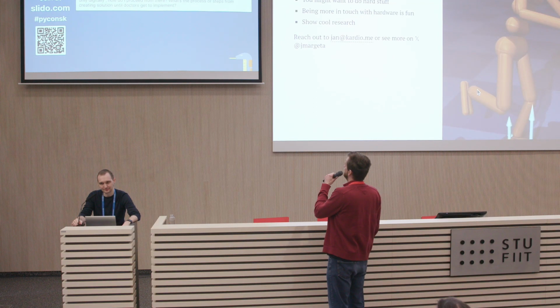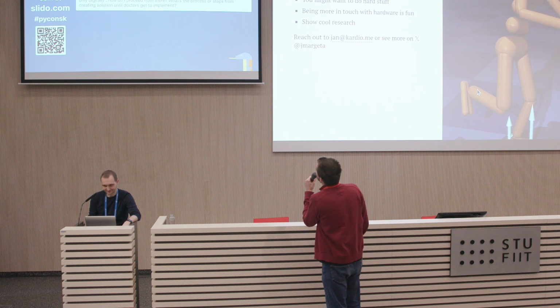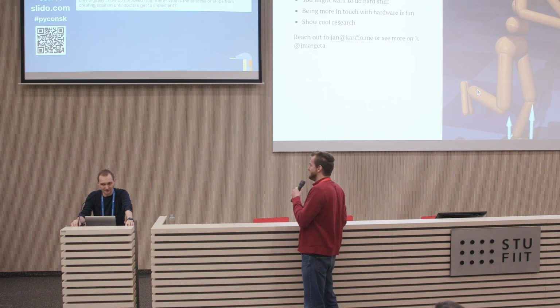Thanks. Would it be possible to set up simulations to automatically find the ideal ways to insert the wire in the cochlea, or automatically invent the optimal shape? Not really. What would it take for machines to be better at these tasks than humans, in case they get all the context? Yes, exactly. That's what our partners in Lille, at INRIA and the University of Lille, are doing. They're designing new implants that should help us with that. So it is theoretically possible to invent that. Okay.